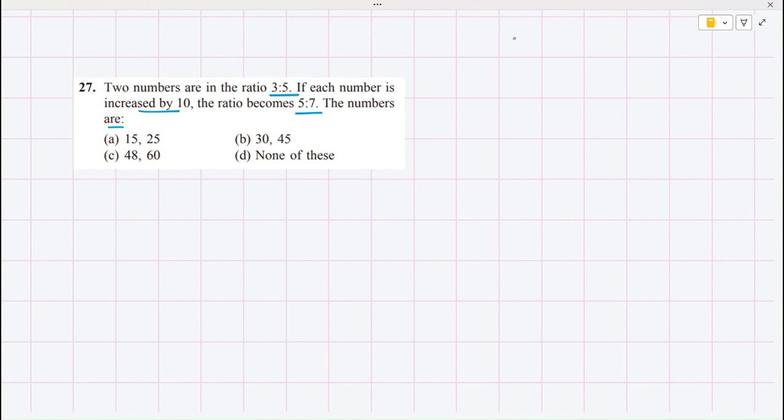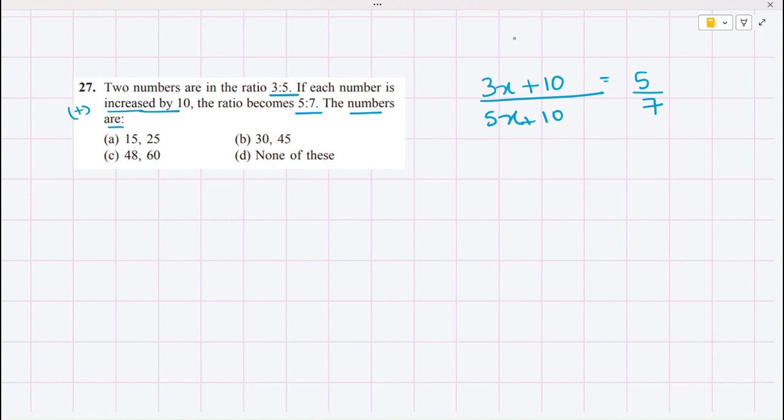So if we write it in the normal form, suppose 3x is our first number and 5x is our second number. They say each number is increased by, and increased basically means addition. So both the numbers are increased by 10, obviously a numeric value. Now they say the ratio becomes 5 is to 7. Here we can also write y as the variable, but it cancels, so it doesn't matter. Then they say the numbers are?